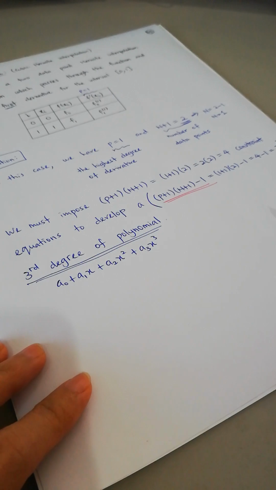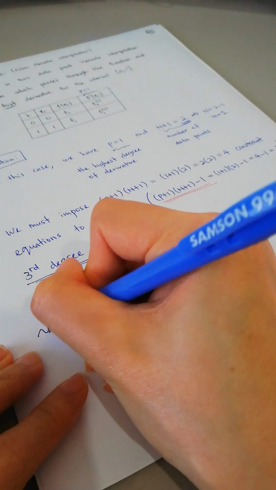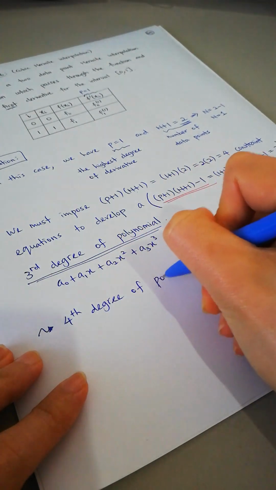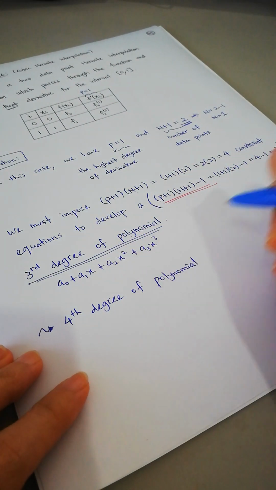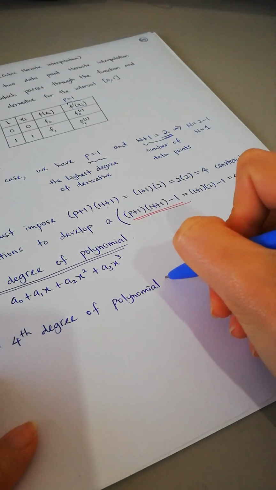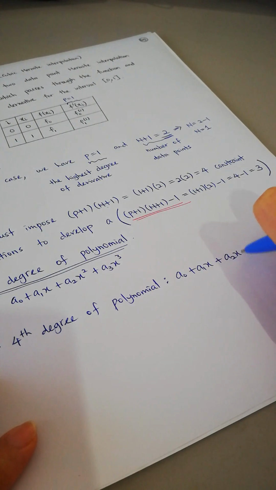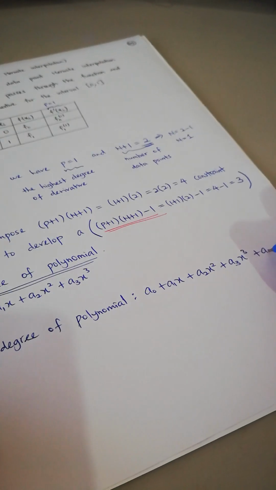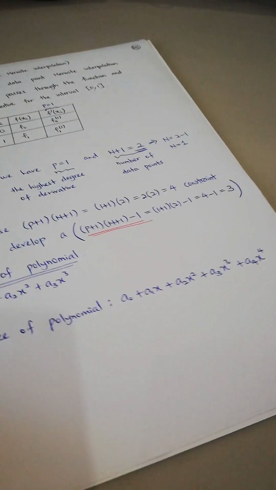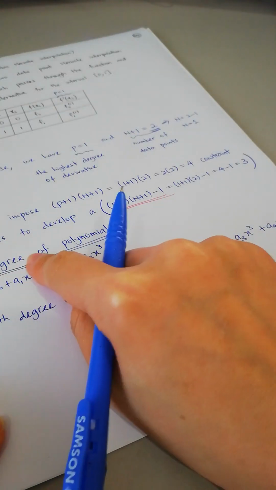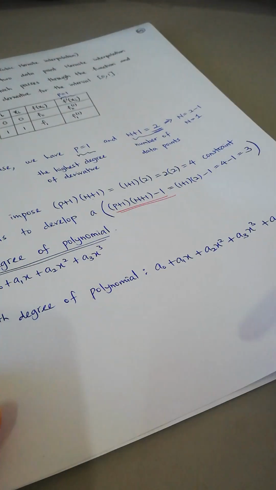If fourth degree, okay, so now if we have a fourth degree polynomial, then we have to use a0 plus a1x plus a2x squared plus a3x cubed plus a4x to the power of 4. Okay, so this is the fourth degree polynomial. But now we only need to use the third degree polynomial, so we proceed with that.